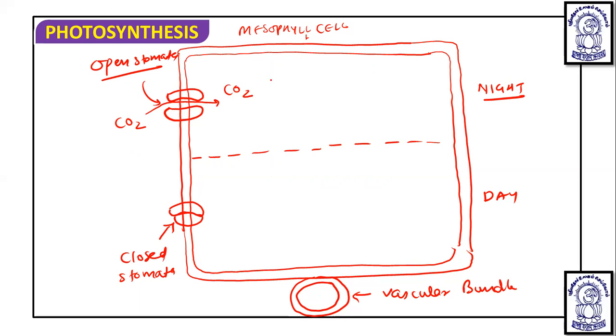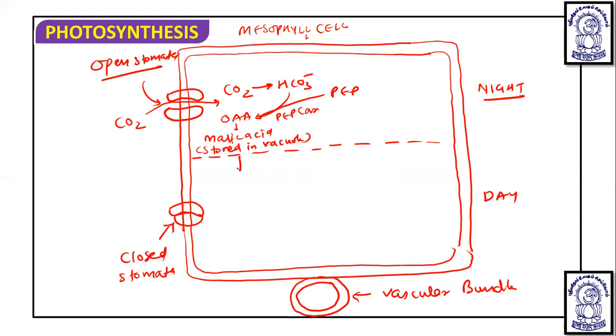this CO2 is converted into HCO3 minus, and this HCO3 minus reacts with PEP, that is phosphoenol pyruvate, in the presence of PEP carboxylase, and they form oxaloacetic acid. This oxaloacetic acid is converted into malic acid, which is a 4 carbon compound. This malic acid gets stored in the vacuole.